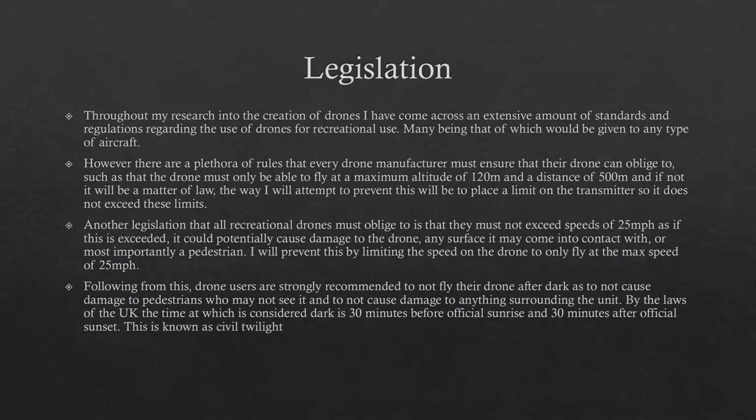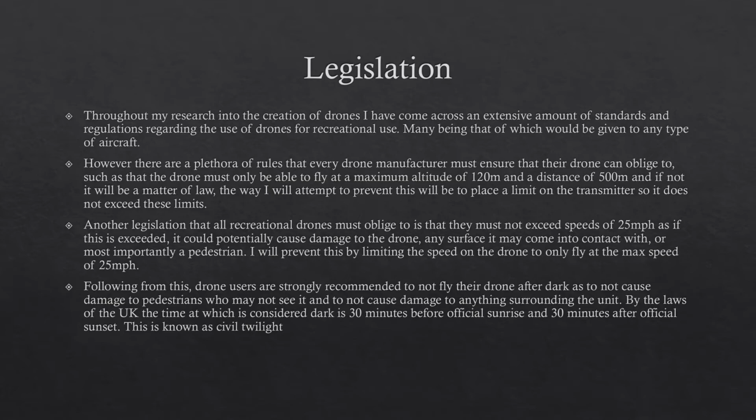However, the way I will attempt to prevent this will be to place a limit on the transmitter of the drone so it does not exceed these limits. Another legislation that all recreational drones must oblige to is that they must not exceed speeds of 25 miles per hour, as if this is exceeded, it could potentially cause damage to the drone, any surface it may come in contact with, or most importantly a pedestrian.